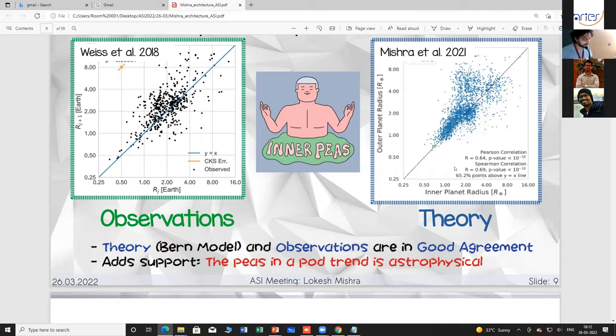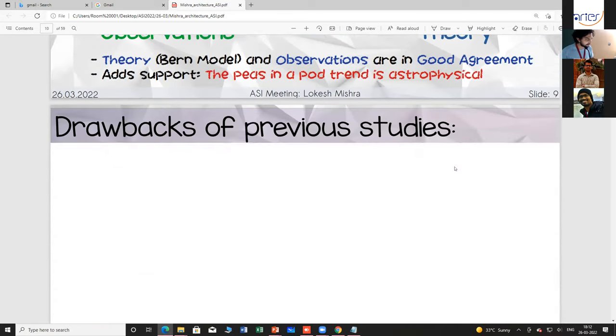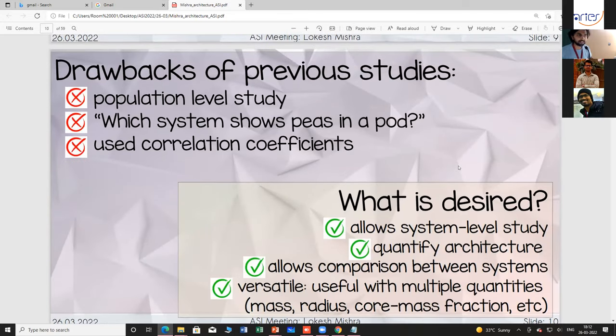The only problem is that this framework is limited. This is what we call in our field a population level study, by which I mean that you take planets from one star, and then planets from some other star, and then planets from some other star, and you create a catalog of many planets. That's a population. So you can answer questions like, is there a trend or not? But you cannot answer the question, is this system showing this trend or is that system showing this trend?